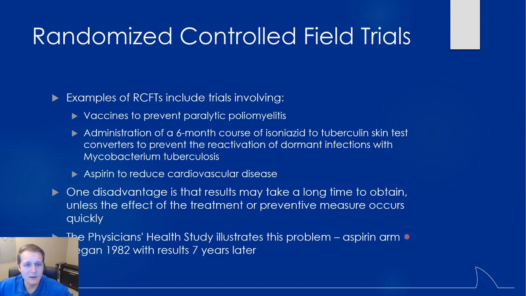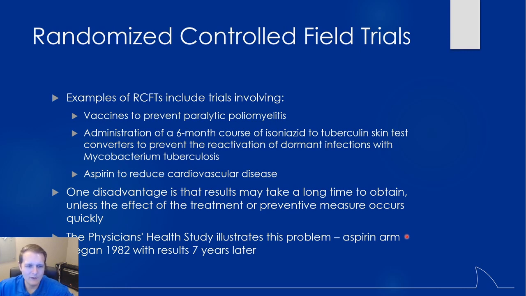Some examples might be vaccines to prevent polio, maybe initiating a 6-month course of isoniazid for patients who had a positive tuberculin skin test to see if they convert over to active TB, or maybe aspirin to reduce cardiovascular disease. With a lot of these, the disadvantage is that you have to follow them for a long period of time. You can't just say, okay, we did this for 6 months and you didn't develop TB, so you're good to go. It may take a lot longer than that before you really find those results.